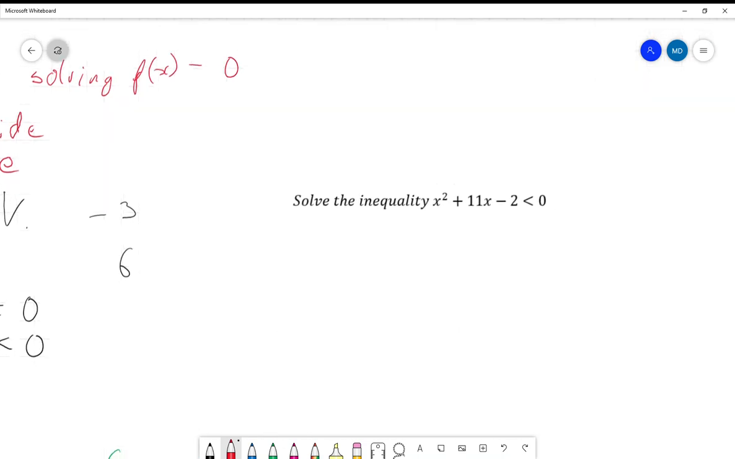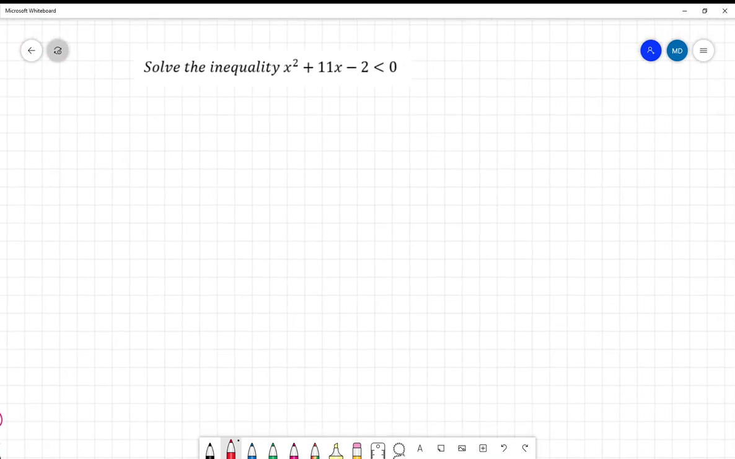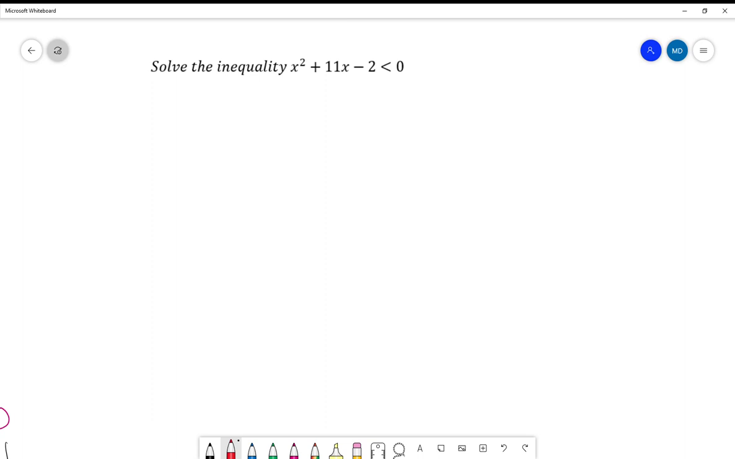Okay, so let's look at this final one. Solve the inequality x squared plus 11x minus 2 is less than 0. This won't factorize, so then we want to go to our quadratic formula. So we want to solve for our critical values. We're still solving x squared plus 11x minus 2 equals 0, but what we need to do is use the quadratic formula to get these answers.